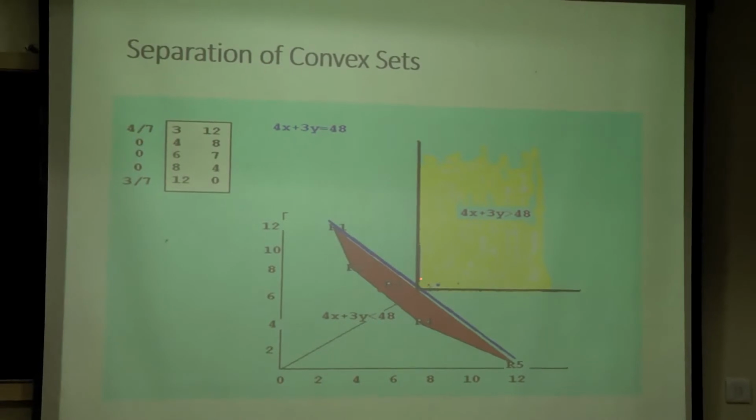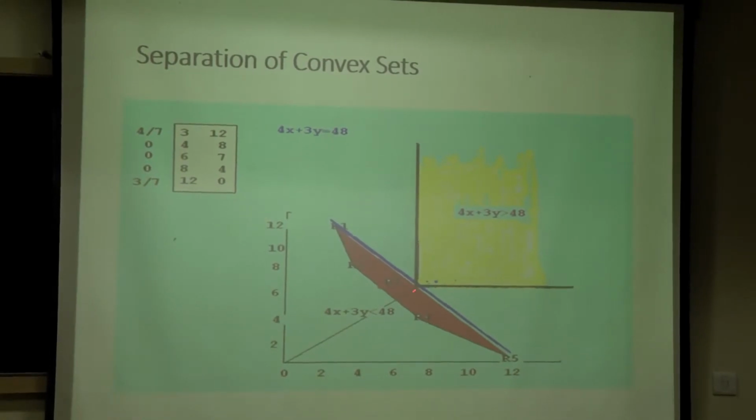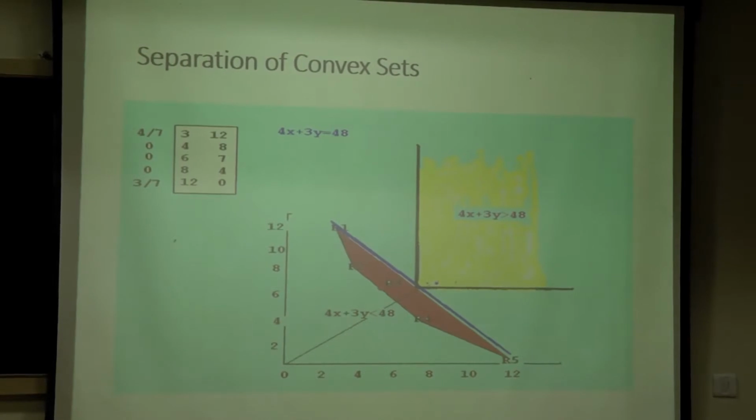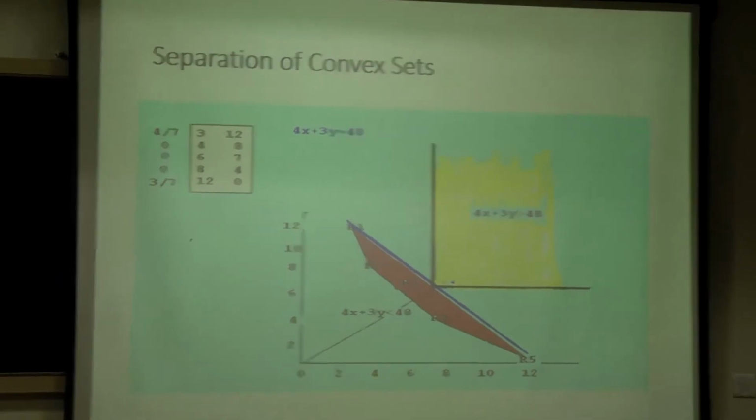Now, suppose you choose this point and go like this and choose any point here, it will have the property that 4x plus 3y will be greater than 48. For any point here, 4x plus 3y will be less than 48. Now, at this common point, 4x plus 3y will be equal to 48. So I can say the following. Are you with me? Please stop me if you don't follow this. This geometry is necessary to appreciate.